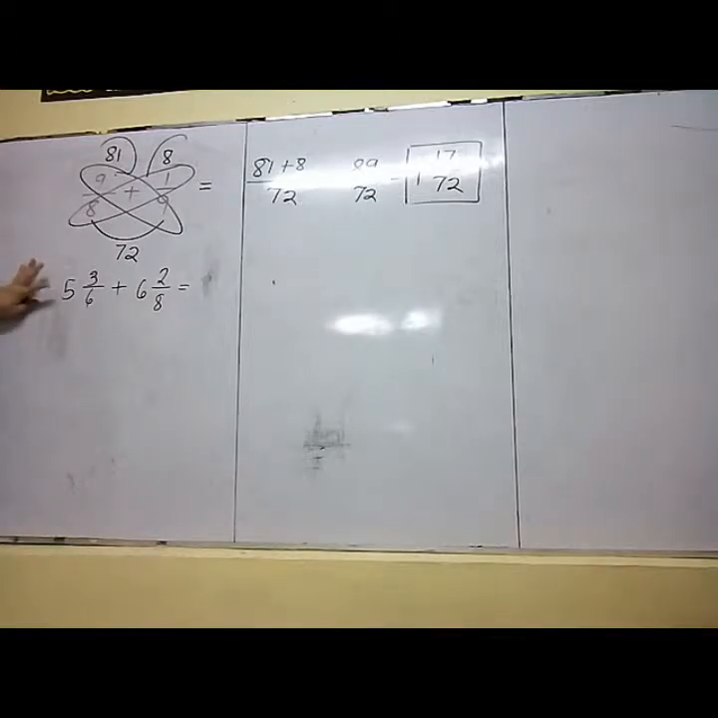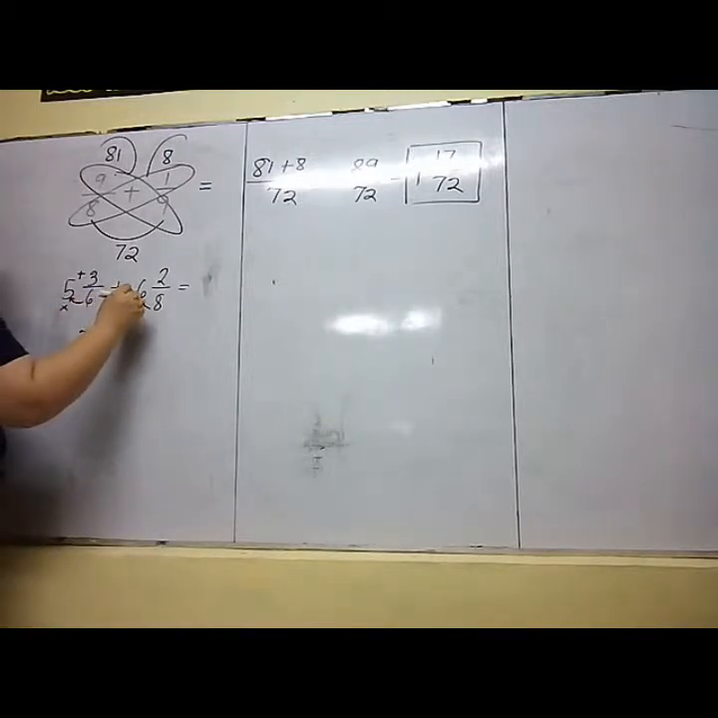Kapag nakakita kayo ng mixed number, applicable pa ba yung butterfly method? Kasi, mixed number siya. So, paano natin ma-apply itong butterfly method? Gawin natin improper fraction ang mixed number, para maging ganito ulit. So, 5 times 6, 30. Plus 3. 33. Okay. 33 over 6.